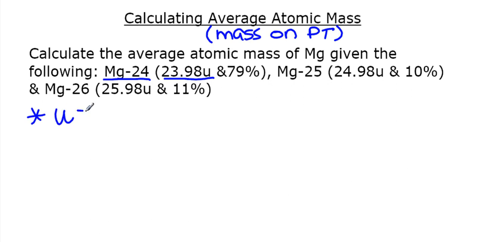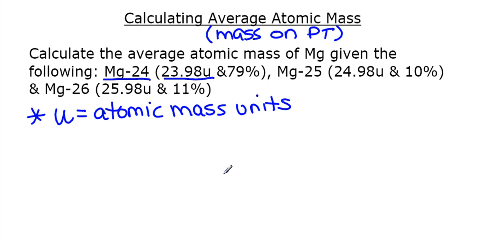Just for reference, let's put down what U means here. U stands for atomic mass units. Okay. The next isotope, which we shorten magnesium 25, has a more specific mass, 24.98 U, and 10% of magnesium has this mass. And then magnesium 26 has a mass of 25.98 U, and 11% of it in the environment has that mass. So now what we're going to do is calculate a weighted average.